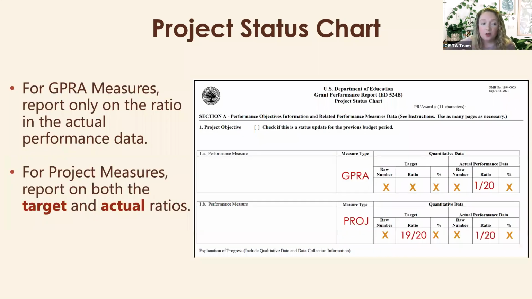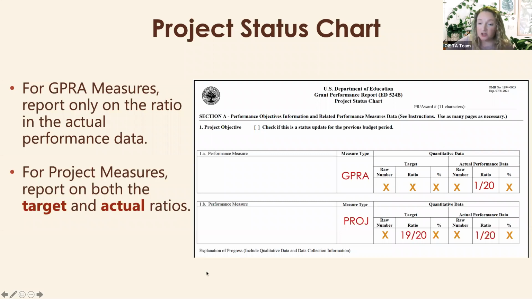So let's look at what that will look like. You're going to report on them a little bit different for each type. When you're thinking about one of your GEPRA measures, you'll see that's this top row here. You'll indicate in measure type that it's GEPRA. And then literally the only thing you're going to fill out is your actual performance data ratio. You don't have to put in all these X's. I just do that to try to make it a little clear that literally the only thing you're completing here is this number right here.